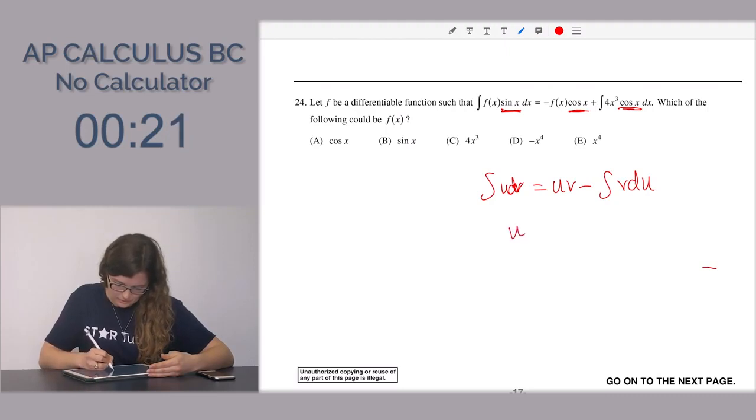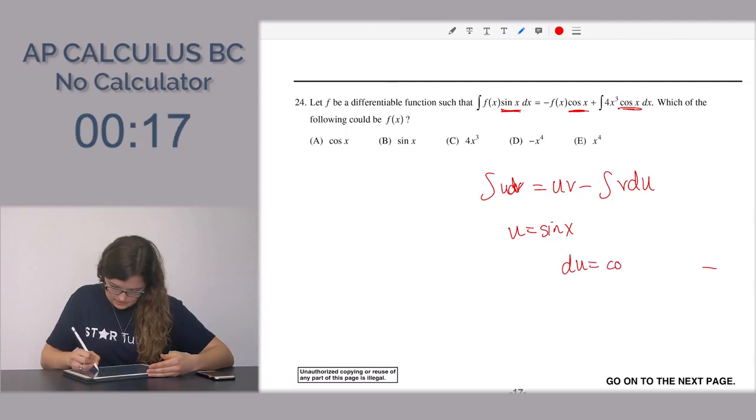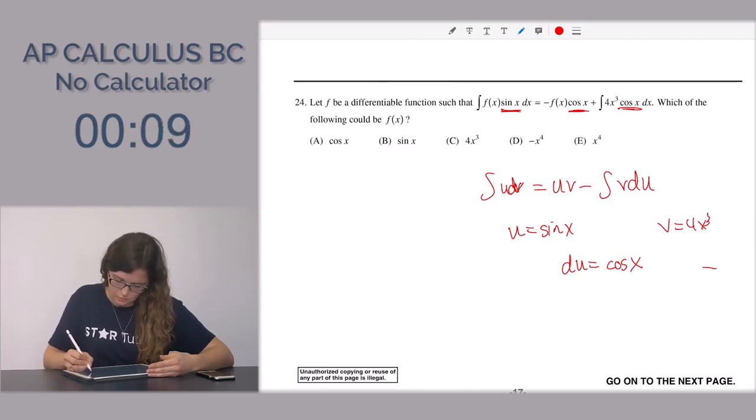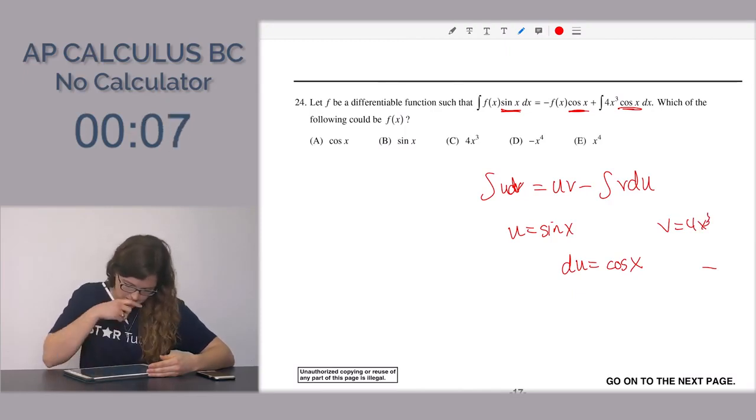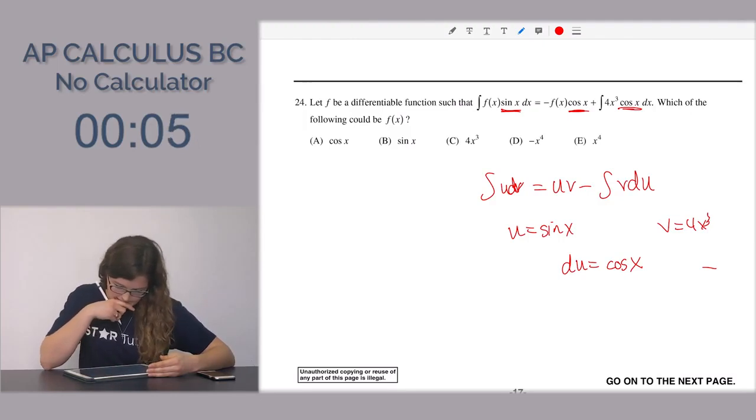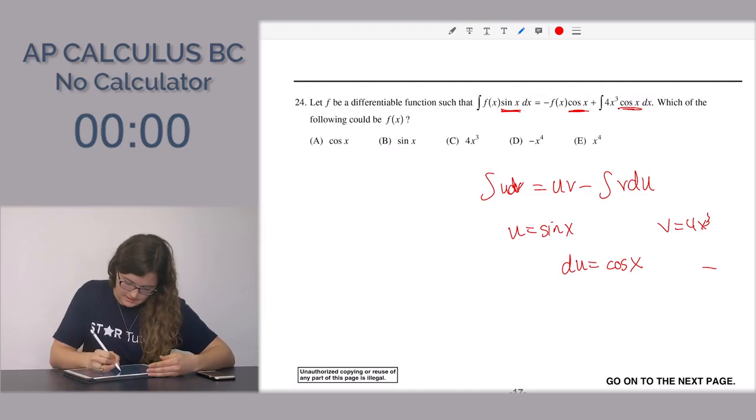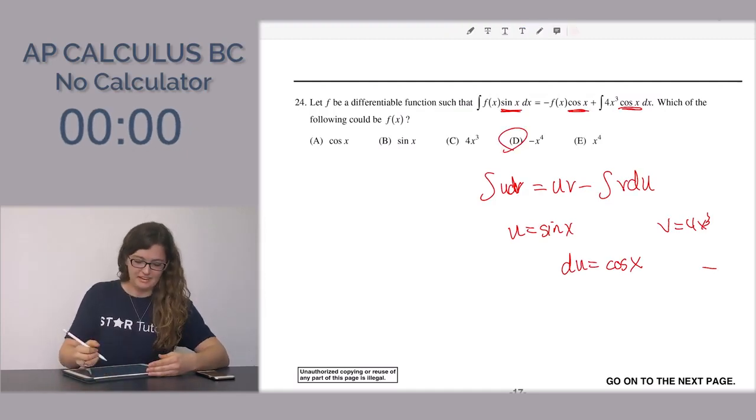So if my u was sine x, then my du would be cosine x, which would mean my v would be this 4x cubed. So then my f of x would have to be dv, which would be 12x squared. Oh, but that's not an answer. Dang it. I'm going to guess -x to the 4th. Okay.